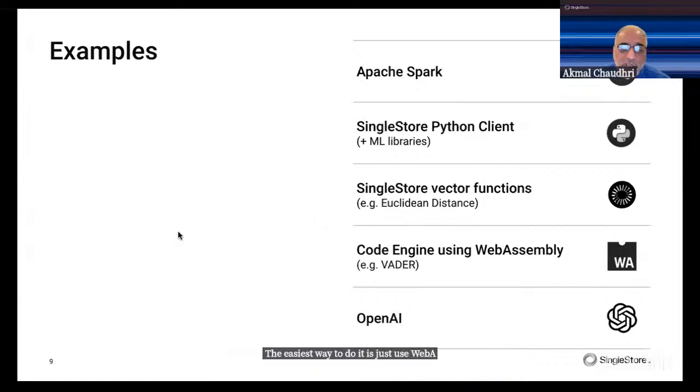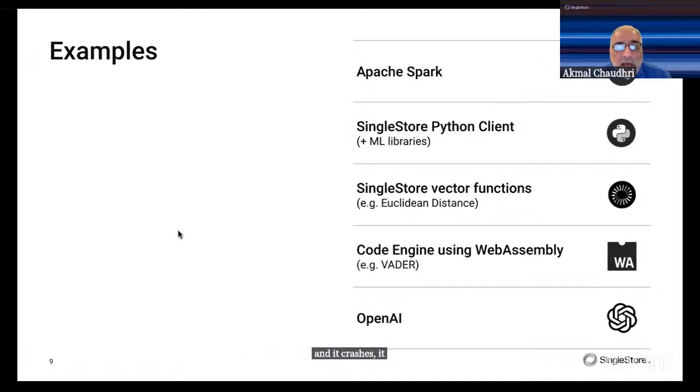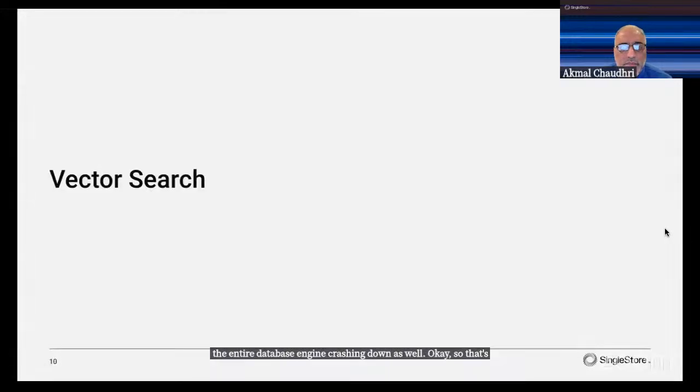So there is this code engine using WebAssembly. I think we have customers that have actually done that as well. So C, C++, Rust, for example, just package that up as a UDF, load it into the system, and then you extend the capabilities of the database system. And that code runs in a separate environment. So if there's a bug in your code and it crashes, it will not bring the entire database engine crashing down as well. Okay, so that's a very useful feature.